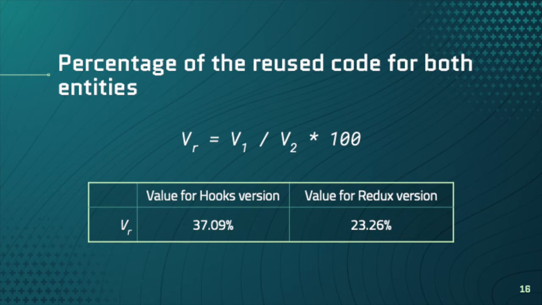The following formula is used for calculation of the reused code percentage, where V1 is the size of code that is used by both entities in kilobytes, and V2 is the total size of code for both entities. The results of calculations are presented in the table.